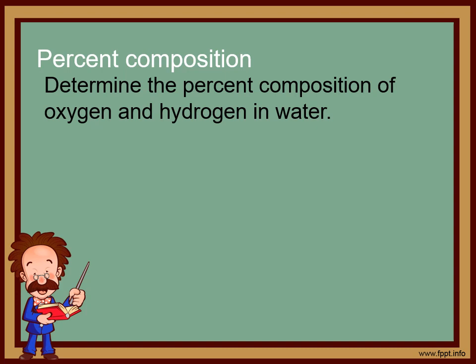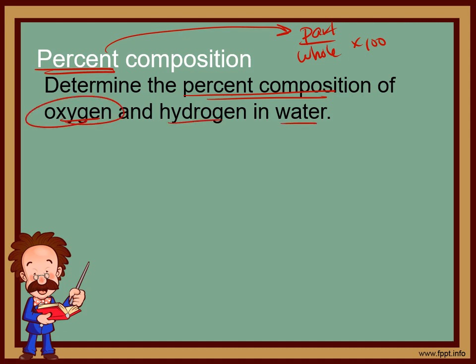So now we're going to do this super cool thing called percent composition. Remember from middle school math that percent means part over whole times 100. Turn that into a percent. So we're looking for parts, we're looking for wholes, and then we're going to multiply by 100 to make it that percent. So if I want to find percent composition of oxygen and hydrogen in water, I'm going to do part over whole. And I'm going to start with oxygen part divided by the whole, which is water, times 100 to make it a percent.